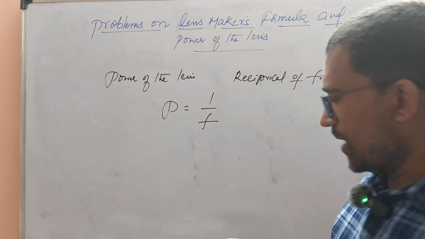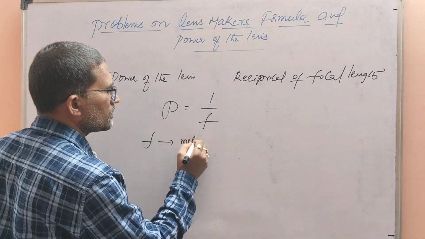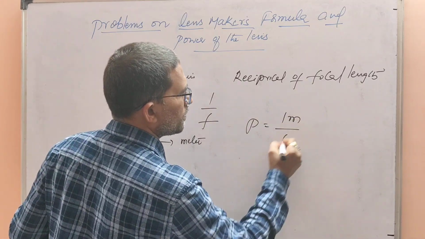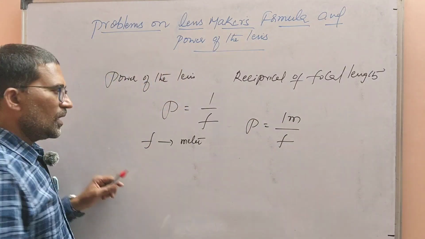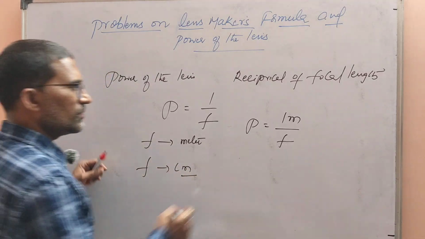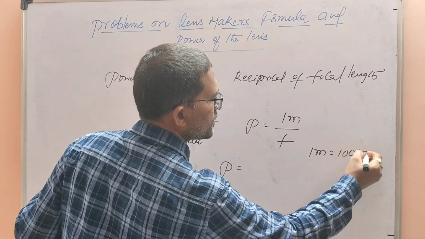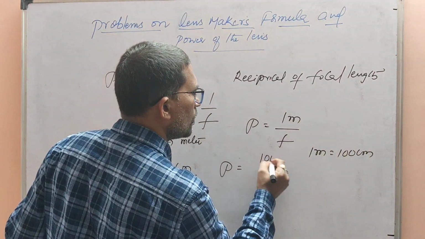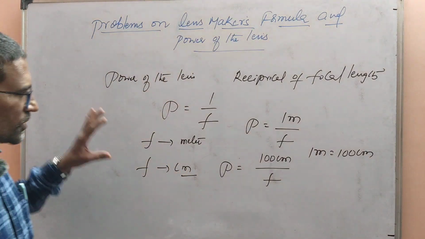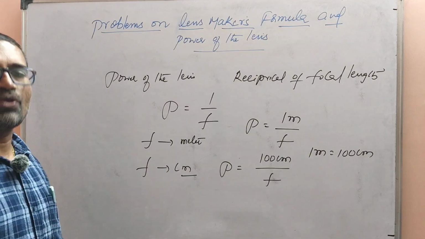A simple definition based on the formula is that the reciprocal of focal length is called power of the lens. If we take focal length in meters, then power P is equal to 1 meter by focal length. If you are calculating the focal length in centimeters, then, you know that 1 meter is equal to 100 centimeters, power P is equal to 100 centimeter by focal length. Please try to understand this. If you have an idea about this, we can do the problems more easily.